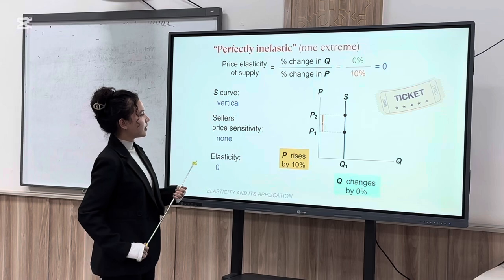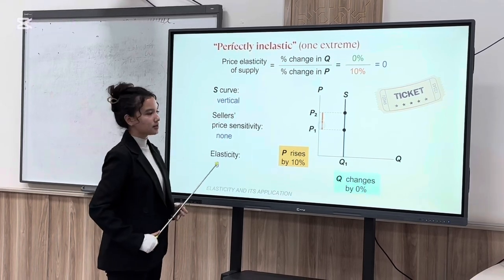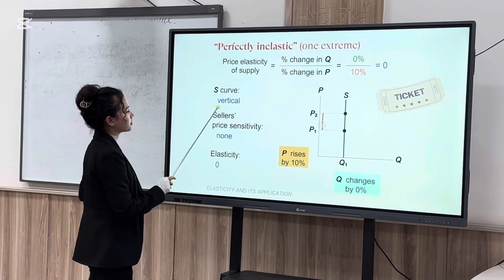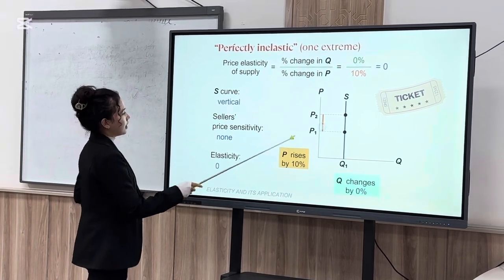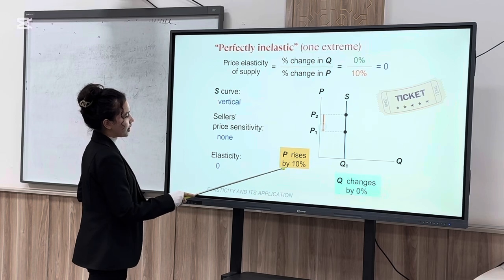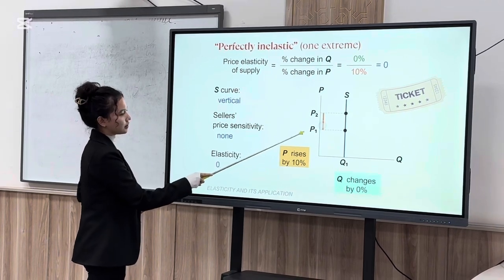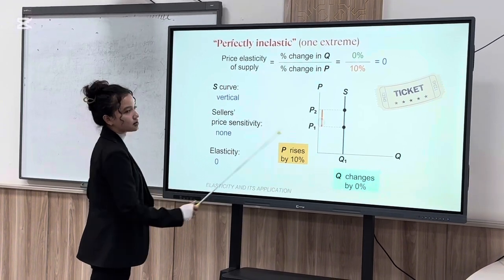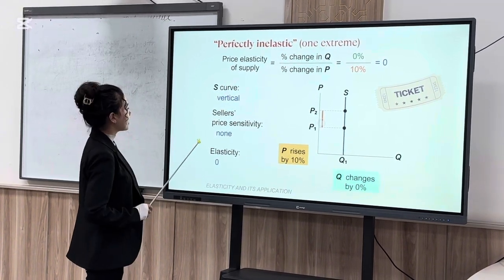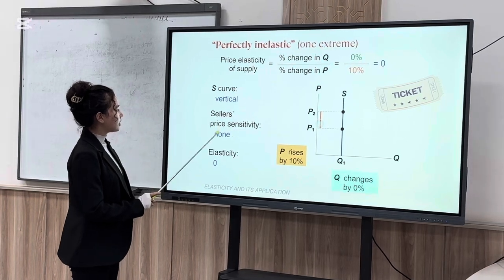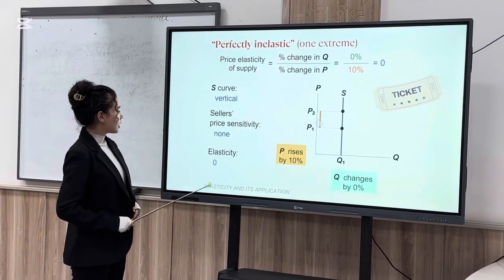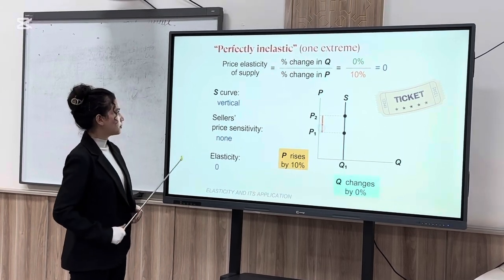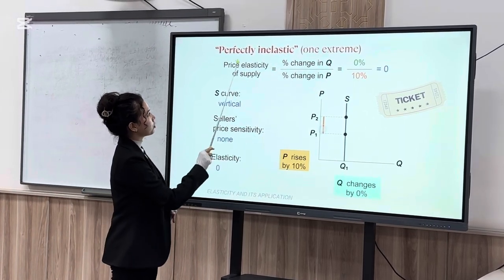We take an example of tickets. There is a supply curve. The supply curve is vertical, and the price of tickets rises by 10%, and quantity supplied of tickets changes by 0%. It means that the seller's price sensitivity is none. As a result, elasticity is equal to 0. There is a formula.